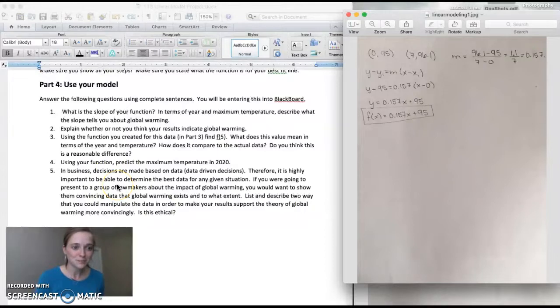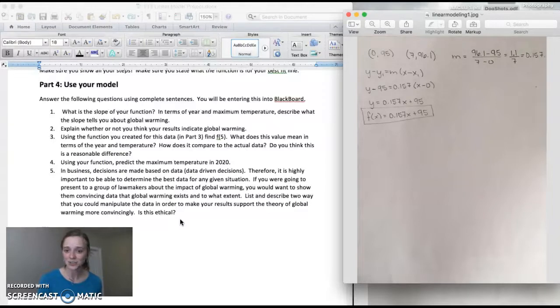Okay, number 5. In business, decisions are made based on data. Therefore, it is highly important to be able to determine the best data for any given situation. If you are going to present to a group of lawmakers about the impact of global warming, you would want to show them convincing data that global warming exists and to what extent. List and describe 2 ways that you could manipulate the data in order to make your results support the theory of global warming more convincingly.